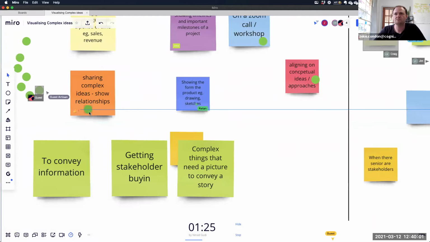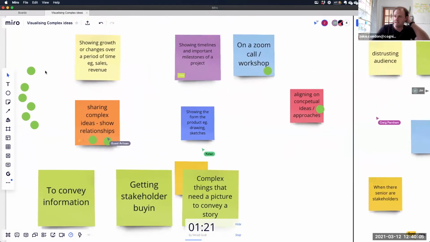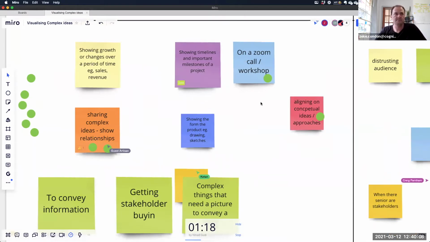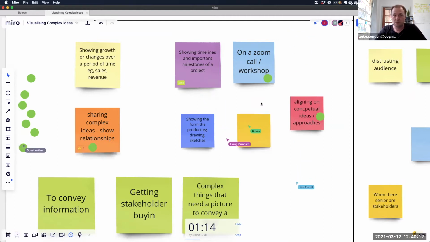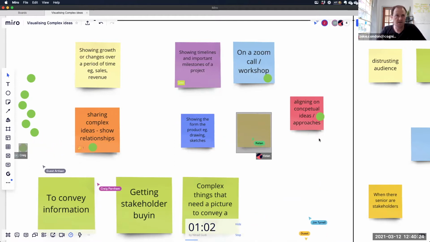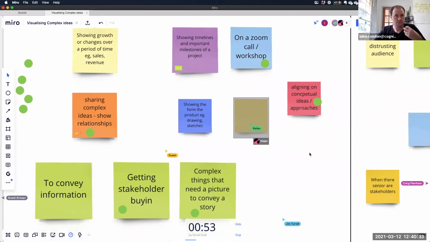Okay, some of them put a little relationships, that's a good one. So I'll start reading through some of these. I put my own one as when you're doing a Zoom call or in a workshop, when you've got multiple people that you need to get information across to pretty quickly, I think that's a really good time to be visualizing things. When you're aligning on conceptual ideas and approaches, so I'm assuming by this I mean conceptual as in it's not real, it's not tangible. Visualization allows you to jump into those concepts.